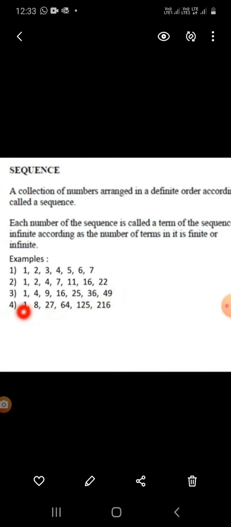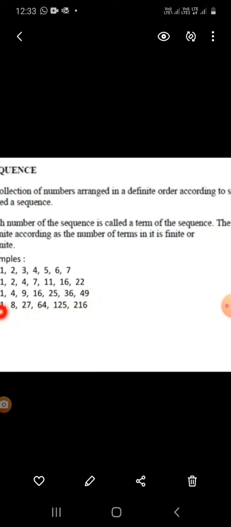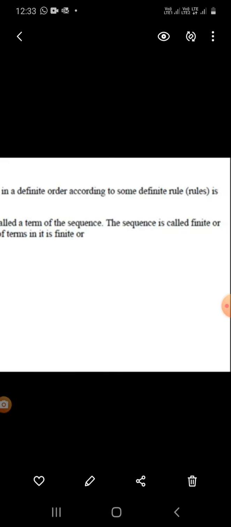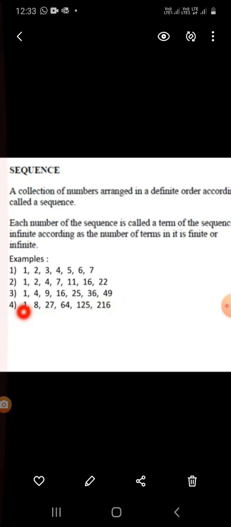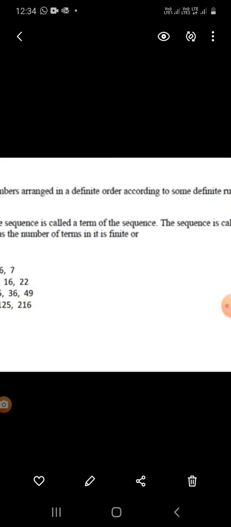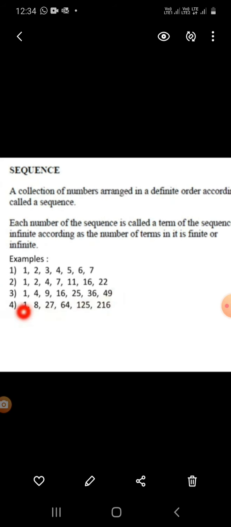Then next we will move on: each number of the sequence is called a term of the sequence. I will tell you later. The sequence is called finite or infinite according to the number of terms in it. The sequence is divided into two types. One is finite sequence, another is infinite sequence.